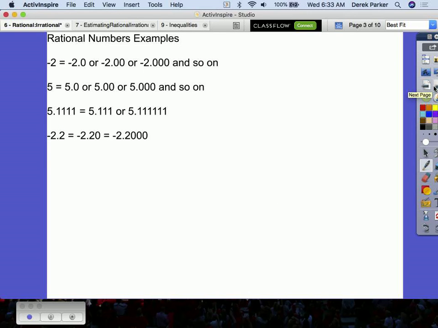Here are rational numbers. -2 can be written as -2.0, -2.00, and so on. You could also write it as -2/1. 5.1 can be written as a whole number and fraction. 5.111111 repeating can be written as 5 1/9. And then 2.2 is 2 2/10, which is 2 1/5. And as you can tell, that can be written as a fraction. If it can be written as a fraction, that is a rational number. Another way, if you can't remember that: if the decimal stops or repeats, it is rational.